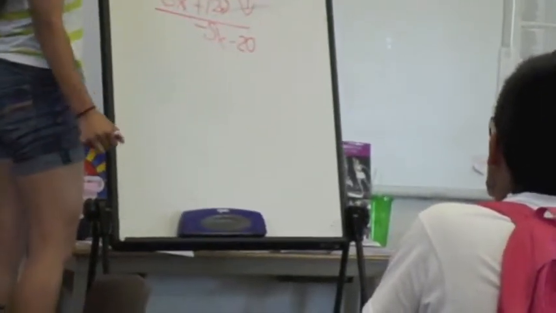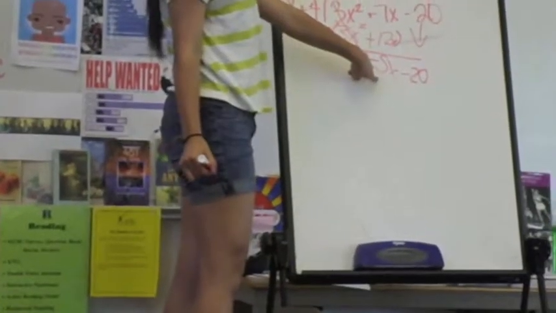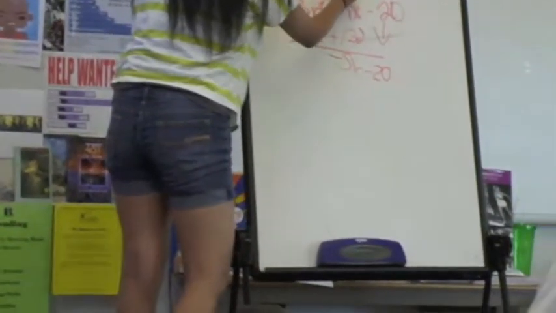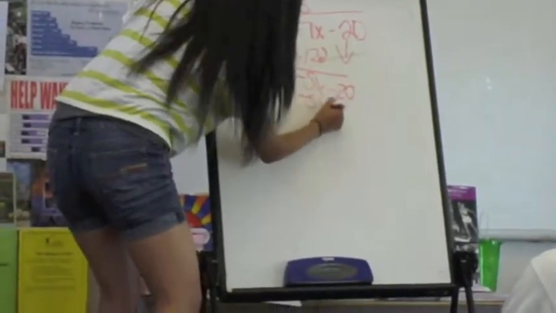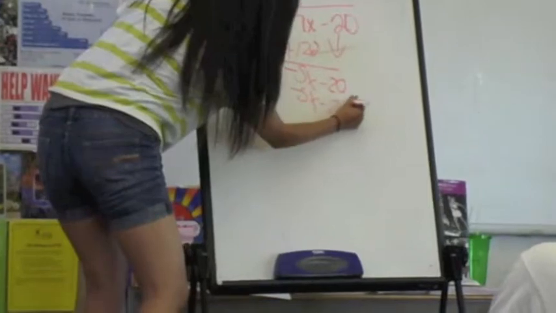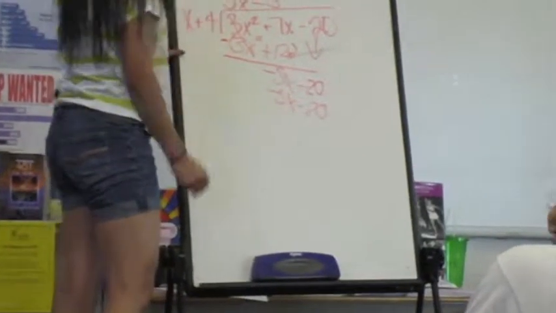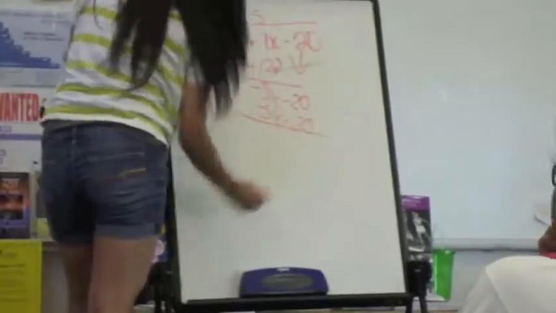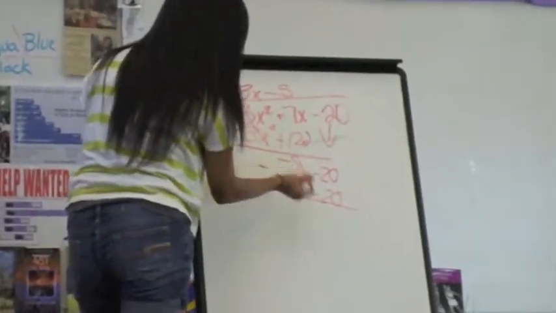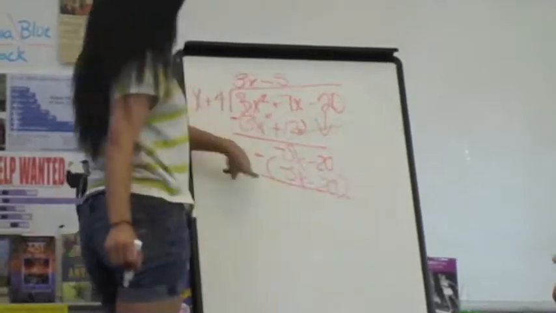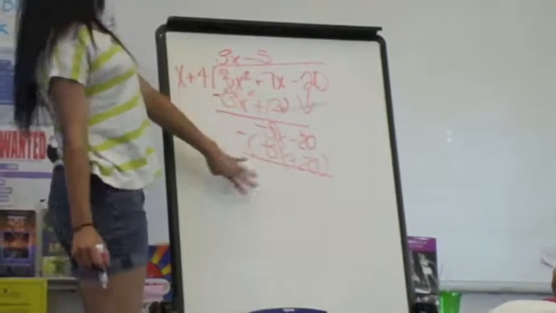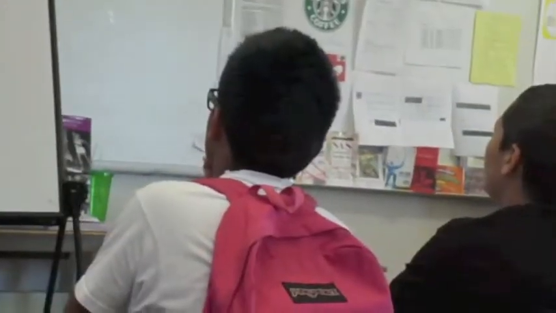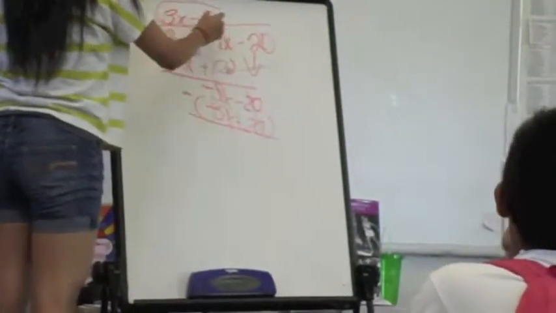What do you have to multiply x by to get negative 5x? Negative 5. Good. So then you have negative 5x minus 20. Okay. Then you have a negative out here because you're subtracting. You have to distribute that. So those turn positive. So these both cancel out. And you have no remainder. So that's the answer. 3x minus 5.